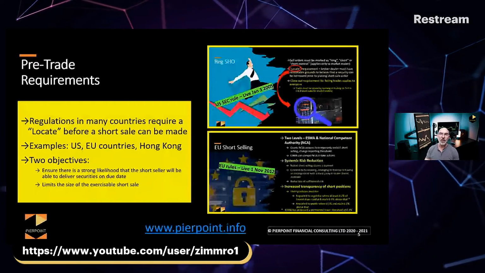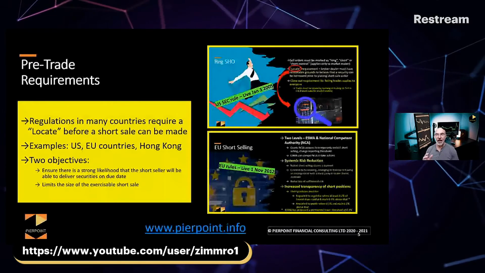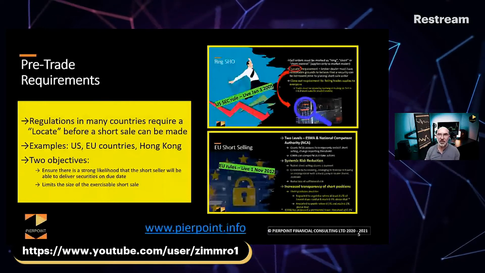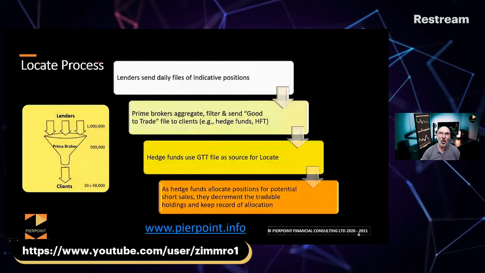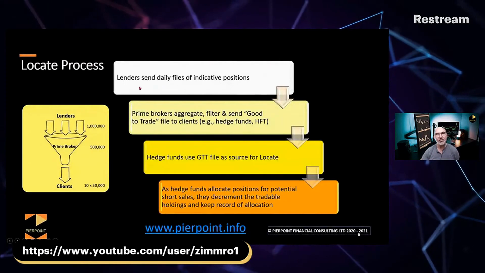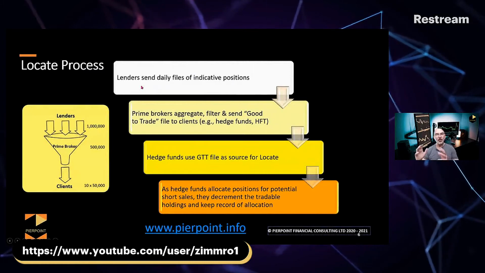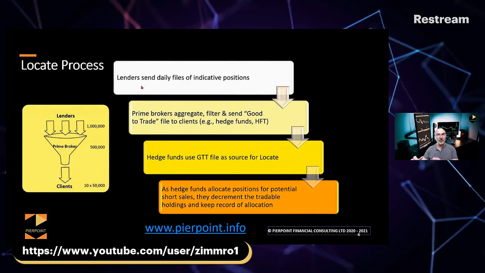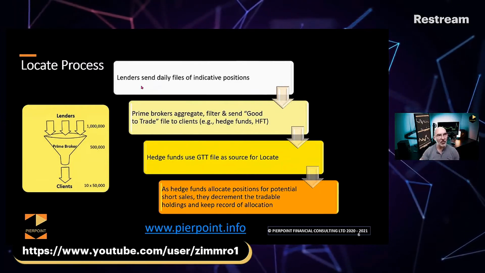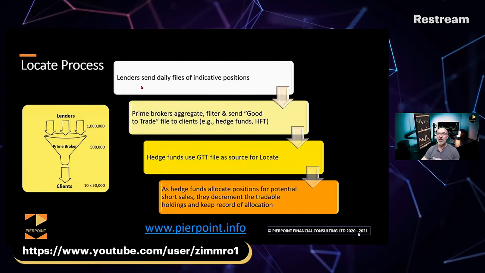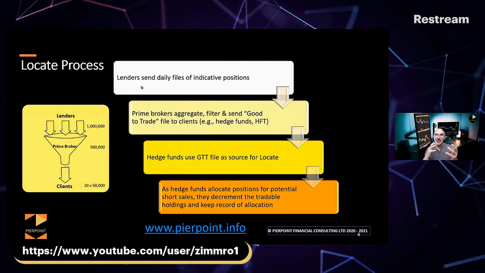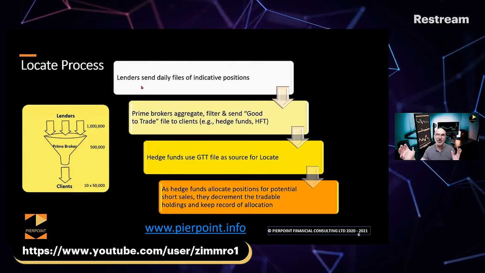So here I'm going to talk about the locate process, and I'll explain that funnel in a minute because that's a practical illustration of what this process is. So imagine all of the lenders and the lender intermediaries, like the agent lenders, they send all of their available stock to the borrowers every day. This is how much we have available, and these are the number of shares that we have available in the market. So now the prime broker, which is usually the borrower, they now have these files that say, look, all of this supply is there.